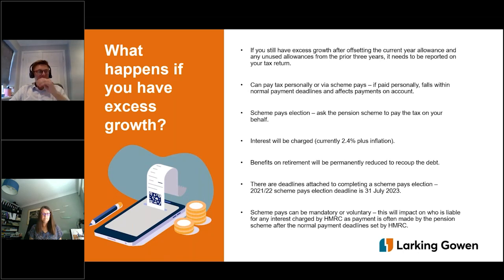The last point is that scheme pays can be mandatory or voluntary. It's worth noting that this can have an impact on who is liable for any interest charged by HMRC. This payment is often made by the pension scheme after the normal payment deadline set by HMRC. So if you made a scheme pays election, NHS Pensions will pay HMRC on a quarterly basis. If the scheme pays election is not done ahead of the filing deadline and when the tax payment is due, then HMRC will charge interest for that effective underpayment of tax. That's something to bear in mind as well.